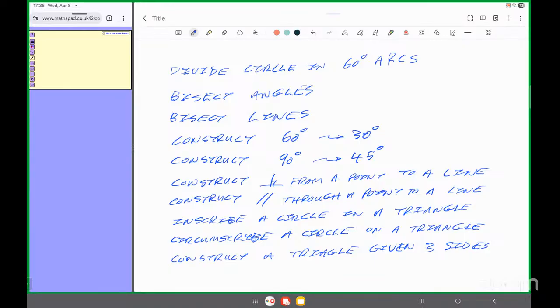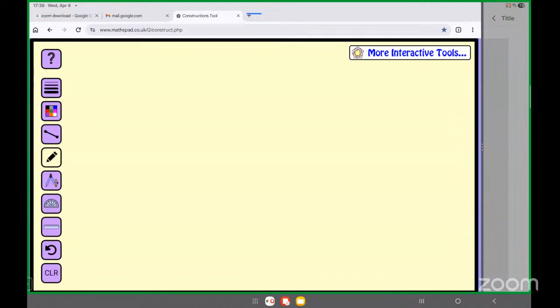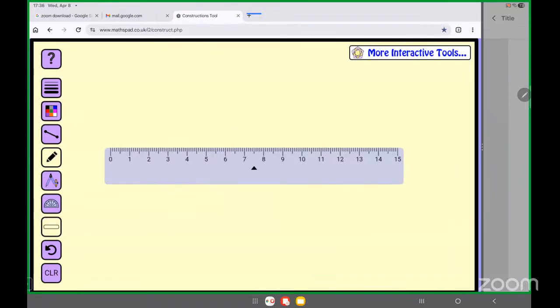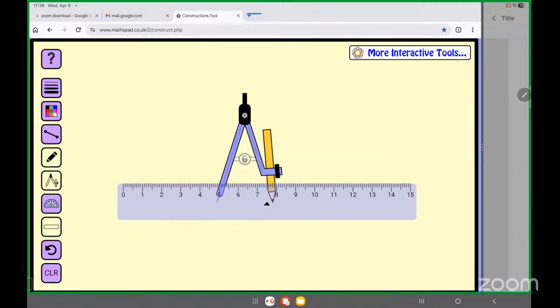All right, so I have my little geometry set here on the screen. That's what I'm going to use. That's a protractor. No, sorry, that's a compass. That's a protractor to measure angles. That's your ruler to measure the length of lines. The question will often say use a ruler and a compass only. Those 2 things.